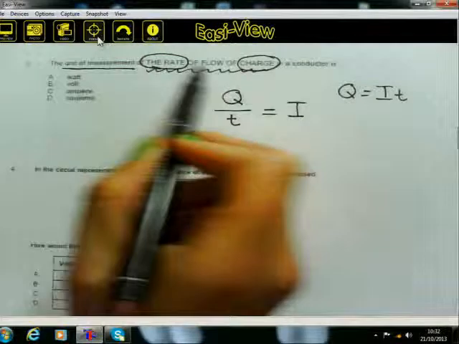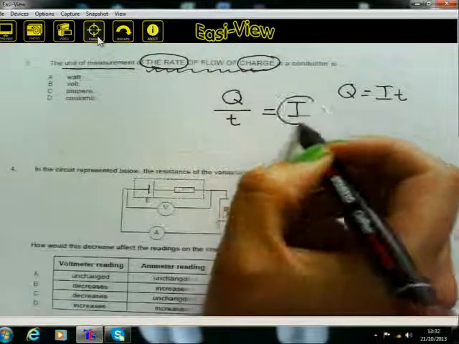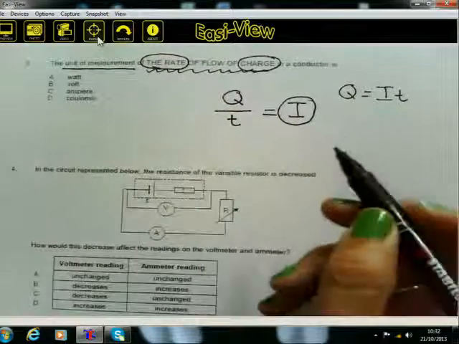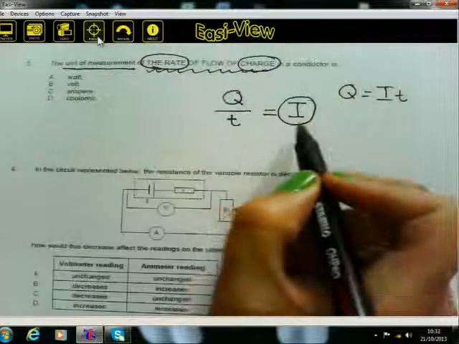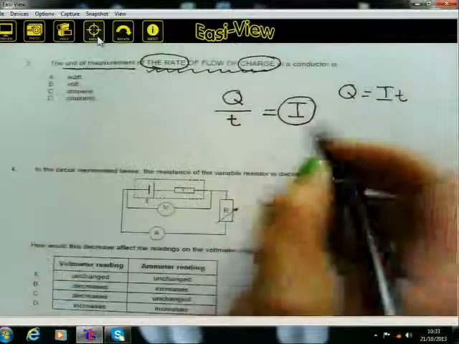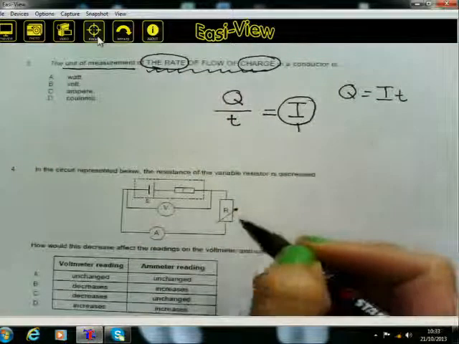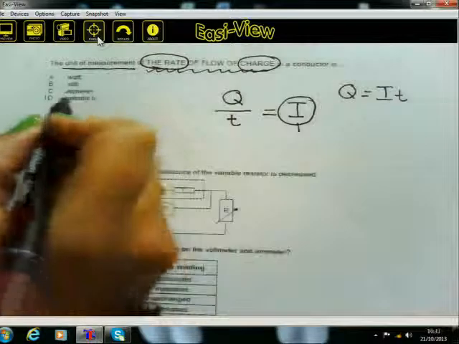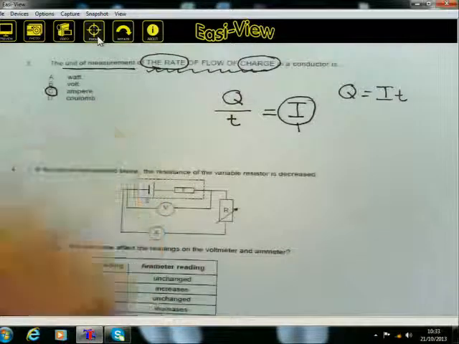So the rate of the flow of charge is current. But they're not asking for current, they're asking for the unit of measurement. And the unit for measurement of current is amps. So the answer will be C.